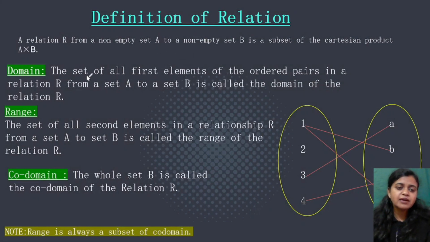Discuss some terms of the relation. Here the definition is given. A relation R from a non-empty set A to a non-empty set B is a subset of the Cartesian product A cross B. Obviously. And domain. What is domain? Domain is a very important concept. The set of all first elements of the ordered pairs in a relation R from a set A to a set B is called the domain of the relation R.